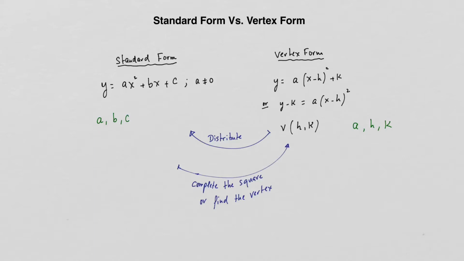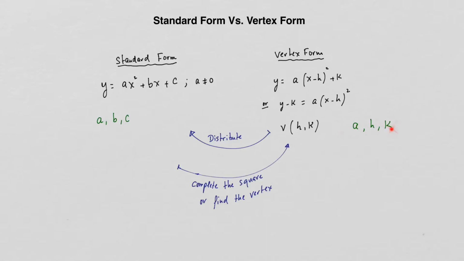The other form is called the vertex form, and the name says it all. It has the vertex embedded in the form, and it looks like this: a(x minus h) quantity squared plus k. Sometimes you have k on the left-hand side, so y minus k equals a(x minus h) quantity squared. The three parameters, just like in the standard form, are not a, b, c, but a, h, k.